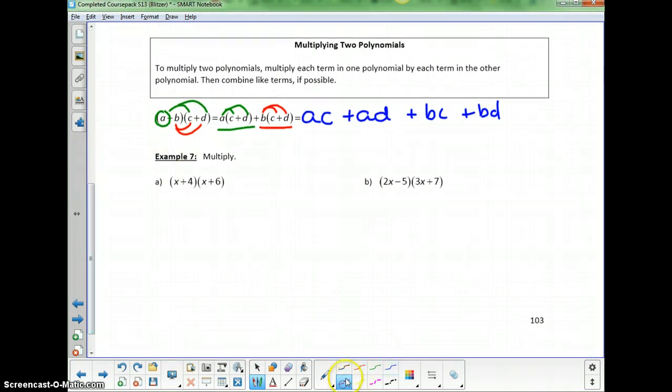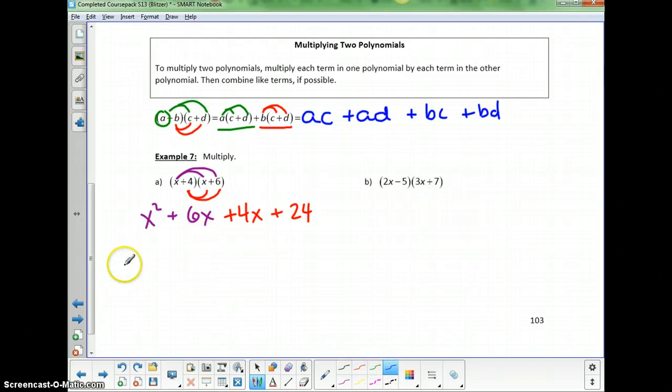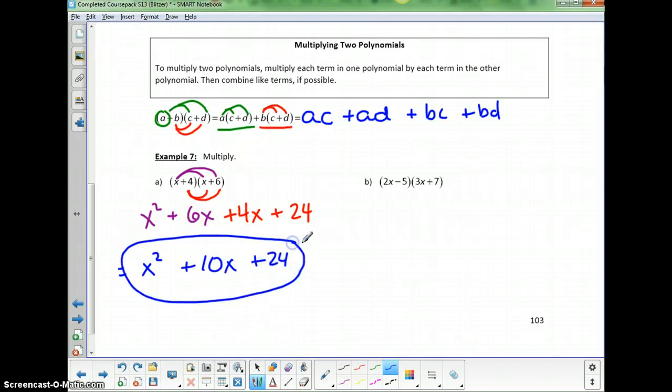So let's take a look at the next example. X, we're going to multiply by x and by 6. We're using the distributive property twice here. X times x is x squared. X times 6 is 6x. Then plus 4 times x, making sure this 4 also gets distributed to the next polynomial. Plus 4 times 6 is 24. Then we combine our like terms for a final answer of x squared plus 4x plus 6x is 10x plus 24.